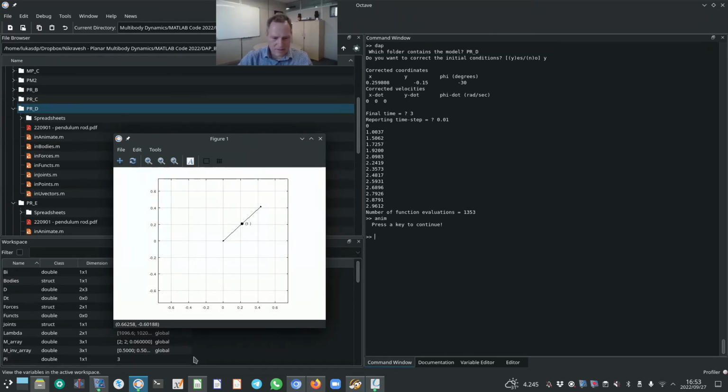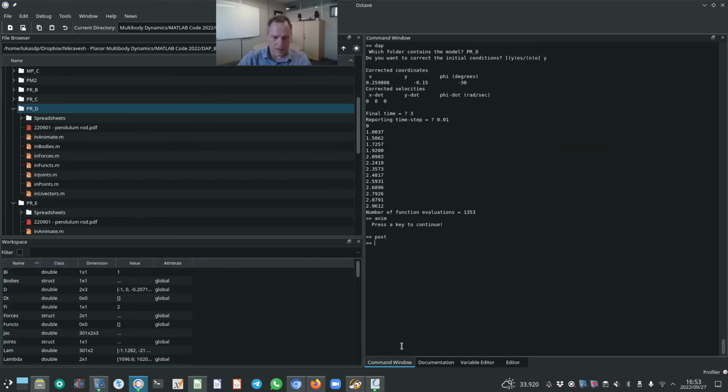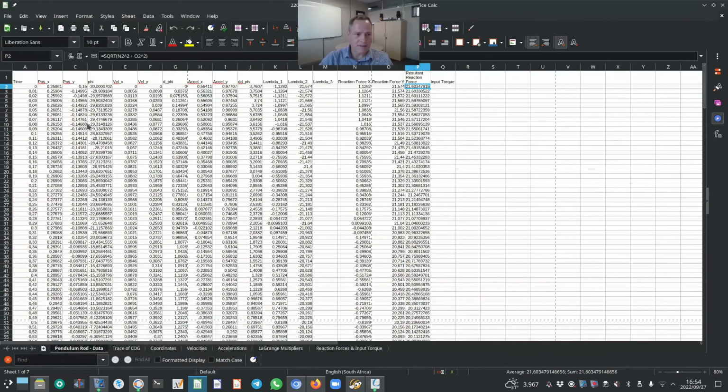Okay, so in order to get the parameters and the variables that we are interested in, you will type in the word post, and that will yield all the variables. What I've done already is I've copied all the variables and populated my spreadsheet. That's what you see over here. Now, I'm not going to compare the calculated reaction force with the analytical calculation. You are welcome to do that on your own if you prefer. I certainly do trust the values that are calculated here.